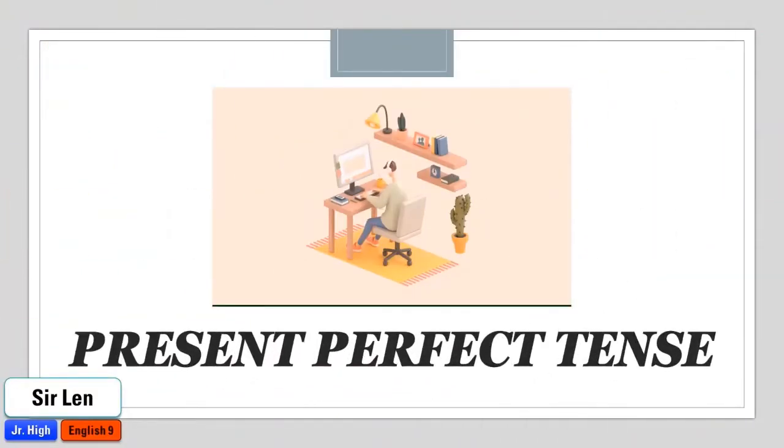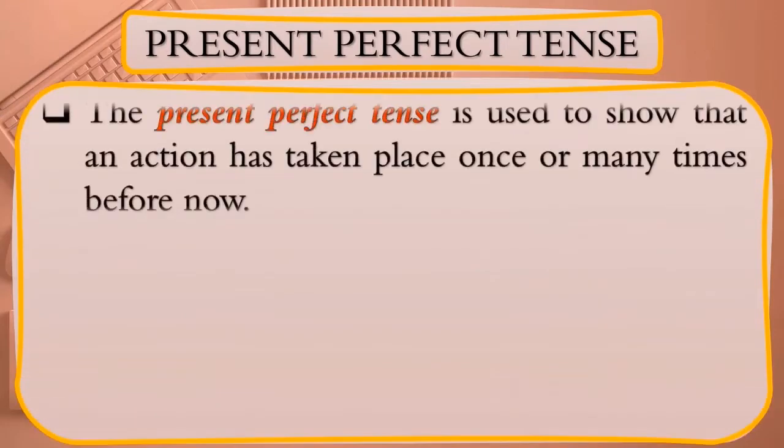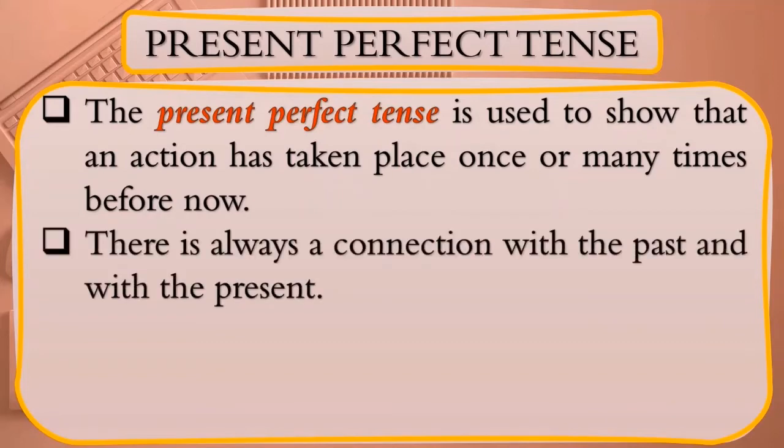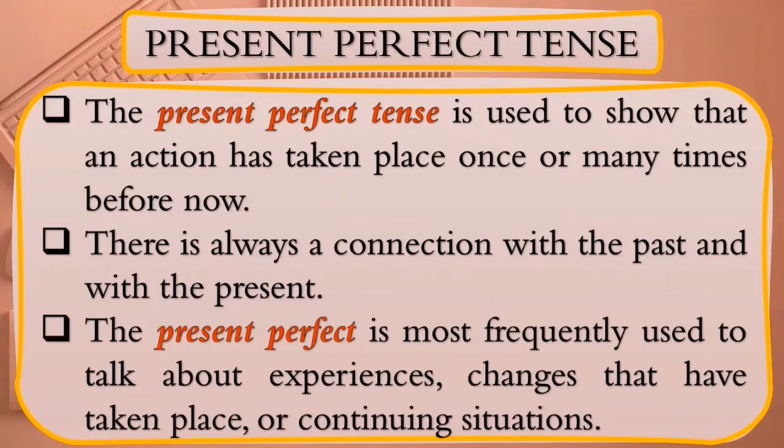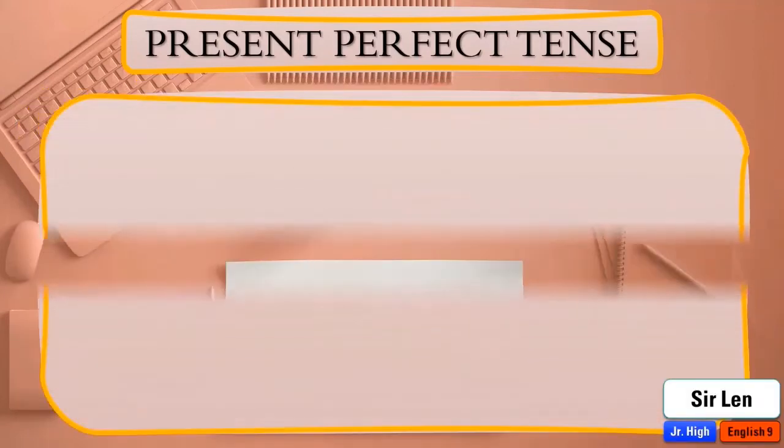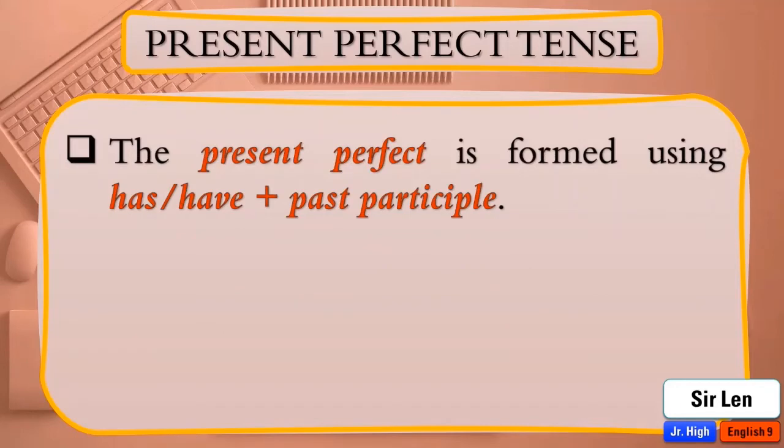The present perfect tense. The present perfect tense is used to show that an action has taken place once or many times before now. There is always a connection with the past and with the present. The present perfect is most frequently used to talk about experiences, changes that have taken place, or continuing situations. The present perfect is formed using has or have plus the past participle.